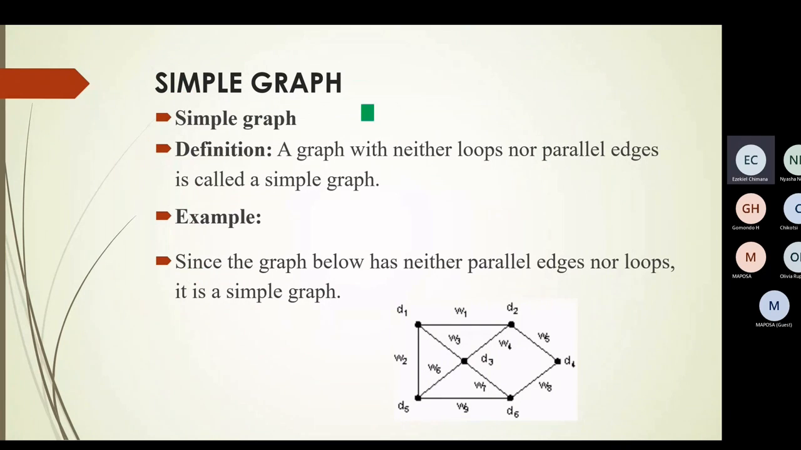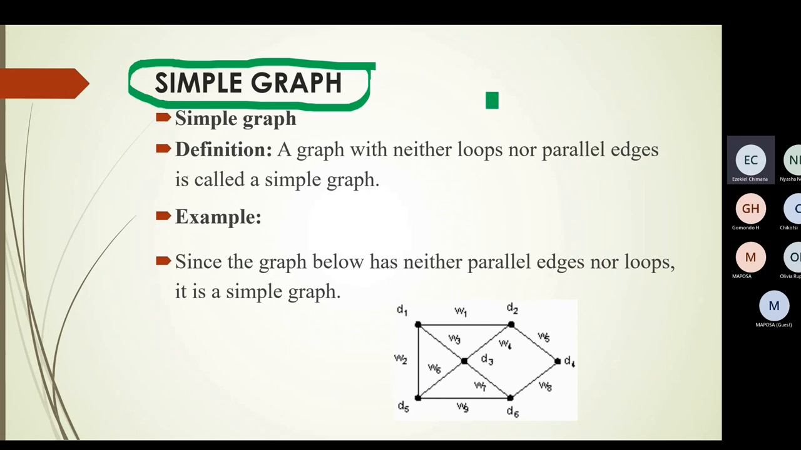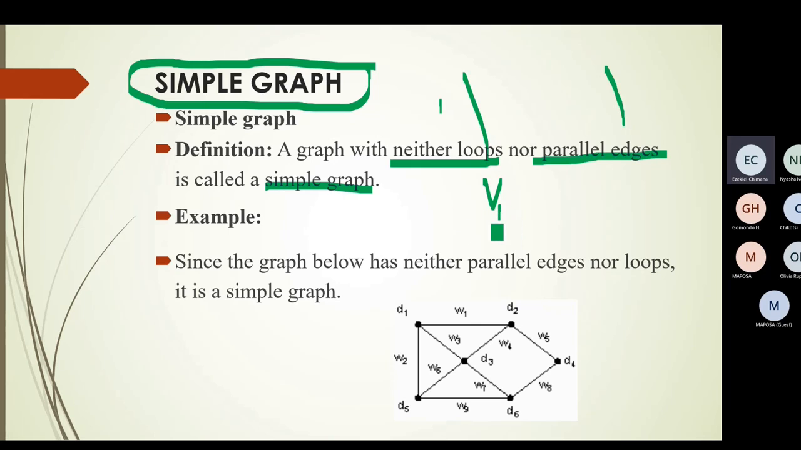And then let's talk about the simple graphs. We have what we call a simple graph. So a graph with neither loops nor parallel edges is called a simple graph. So for a graph to be a simple graph, it must not have a loop as well as parallel edges, those edges with the same endpoints, as well as those loops where on a vertex you have an edge that will be going out as well as coming back to that vertex. Like if we have a vertex V1, then we have a loop, an edge which will be actually going out, then came back in at the same vertex.